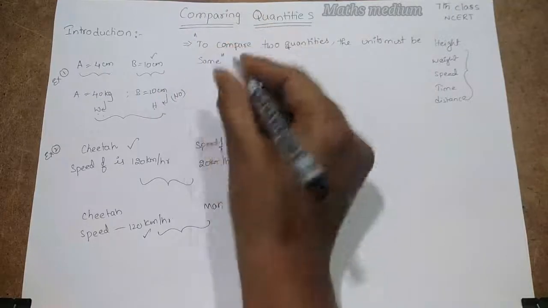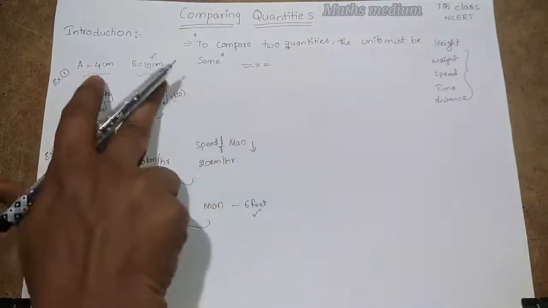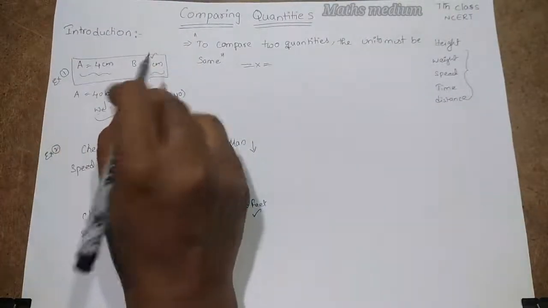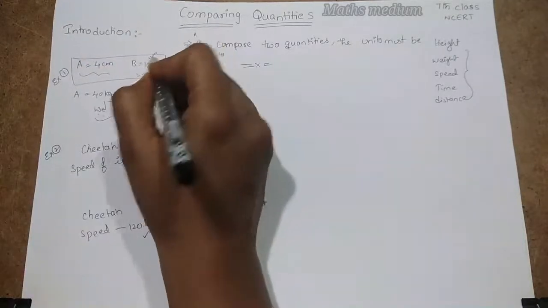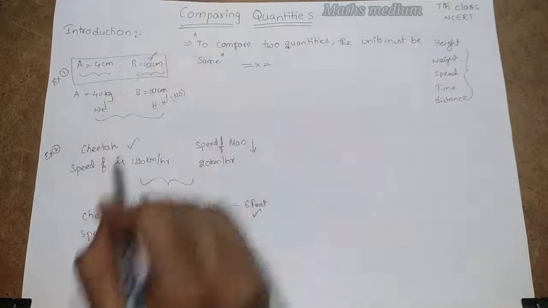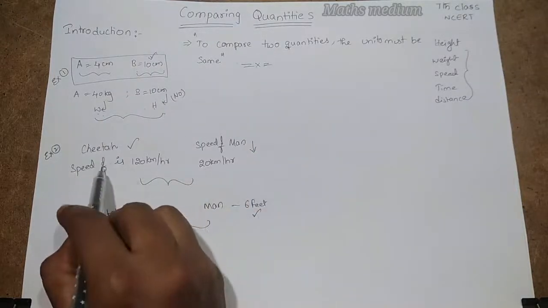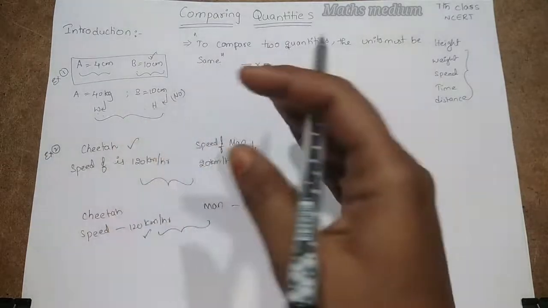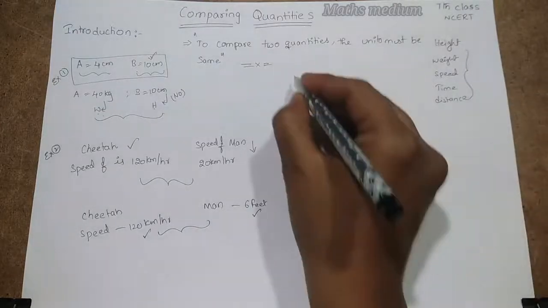So this is the main important thing of comparing quantities. If we want to compare two quantities, in this case these two are in centimeters, so by using centimeters, 10 is the greatest height, so that's why we are choosing B. Here also the cheetah speed is greater than the man's speed, so that's why we are choosing the cheetah speed as the highest one.